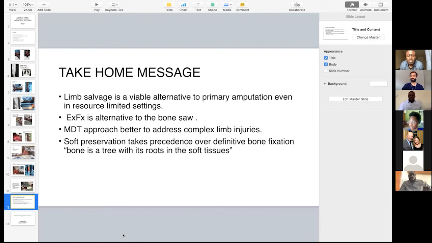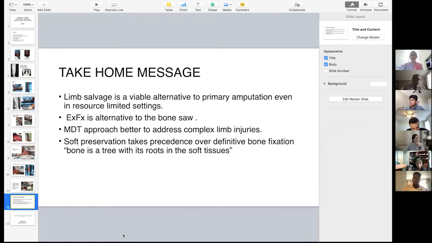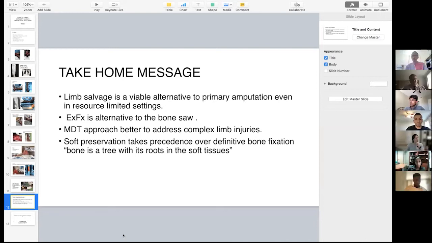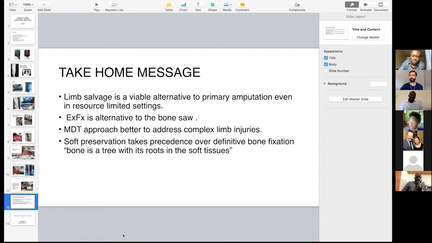So soft tissue preservation always takes precedence, regardless of how trivial the bone injury was. We could have gone and fixed them if we were not having a clear picture of the nature of the soft tissue destruction. However, we should always remember that the bone is a tree with its roots in the soft tissues. If you fix the bone, not respecting the soft tissues, you wouldn't attain the results that you so desire. Next, please.